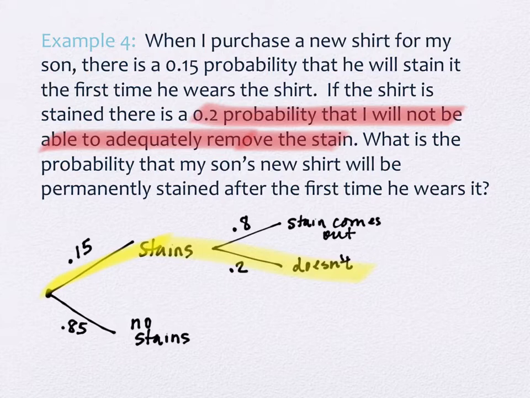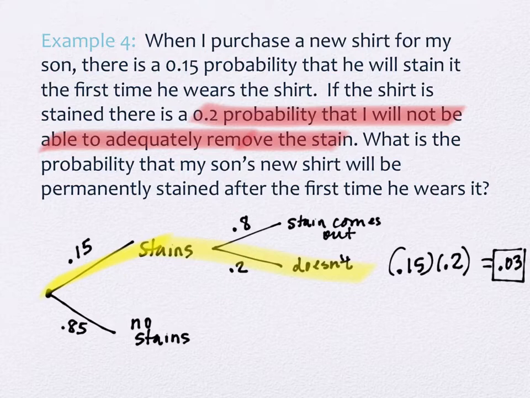Does that make sense? Okay, so how can I use that branch then to find the probability it's asking me for? Yeah, we would multiply along that branch. So I have 0.15 times 0.2, and what would I get? 0.03. So that's equivalent to a 3% chance. It's a 0.03 probability that when he wears it, it is permanently stained the first time. That's got to be a low estimate. There's no way that's right.